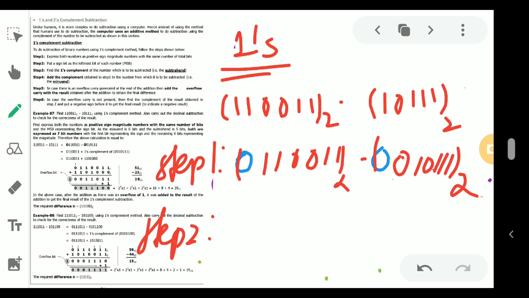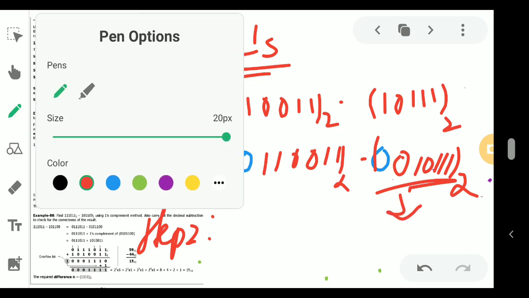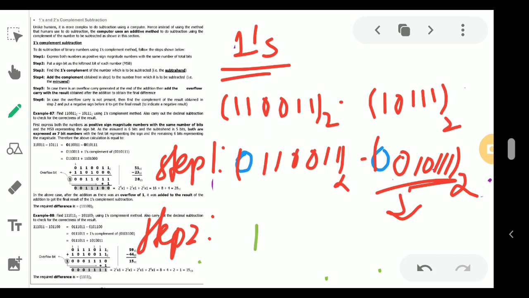If we find the one's complement of this particular number, what will it become? The zeros will be replaced by ones and the ones will be replaced by zeros. So the resultant one's complement becomes, I'm changing the ink color so that you are able to understand, 1 1 0 1 0 0 0. I hope it is clear to you. This is the one's complement of the second number that we need to subtract.